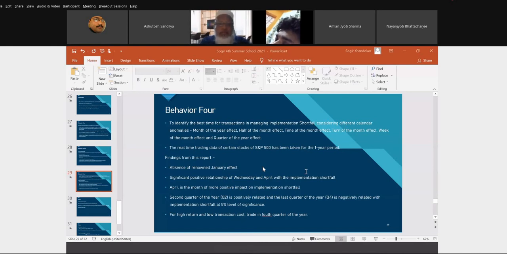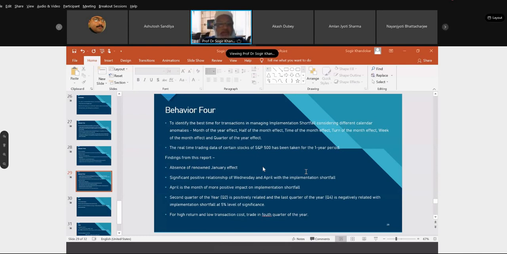Okay. In the month of the year effect, implementation shortfall is positively influenced by trading in the month of April at the 1% level of significance. That means within this 12-month frame, April transaction is better for us, by the data set. This clearly indicates that traders try to increase orders after waiting 3 months of the year. Then they decide to trade in the month of April.